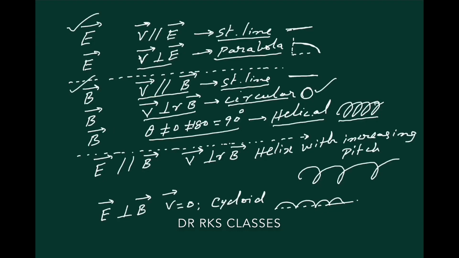Next, if a charged particle enters a space where the electric field and magnetic field are parallel, and enters perpendicular to the magnetic field, then the path followed is a helix with increasing pitch, because the electric field goes on accelerating the charged particle and the magnitude of velocity changes. The last one: when the electric field is perpendicular to the magnetic field, let us say v is equal to 0, the path followed is a cycloid path. Just remember all these cases.